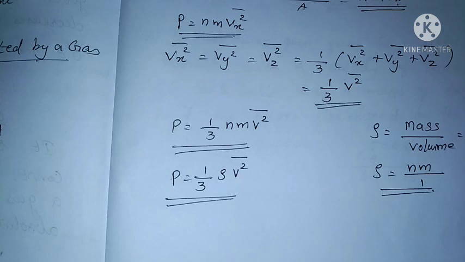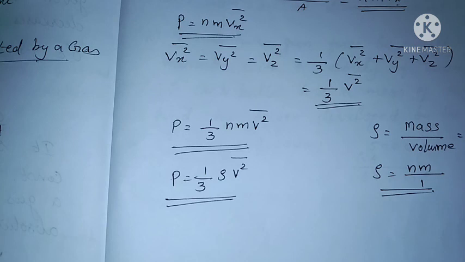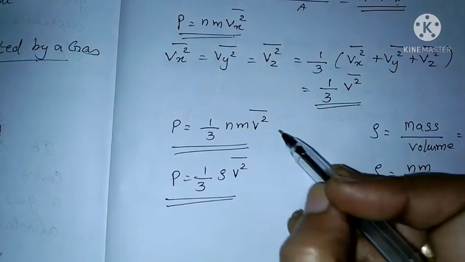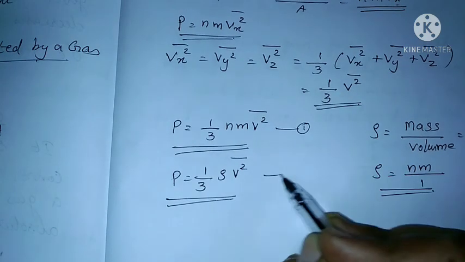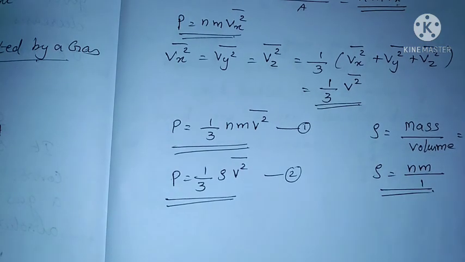According to Pascal's law, a gas transmits pressure equally in all directions, as we studied in the mechanics of fluids. So, these two equations, equation 1 and equation 2, give the pressure exerted by the gas in any direction. Clear? So, these are the important topics in the chapter kinetic theory. Clear?